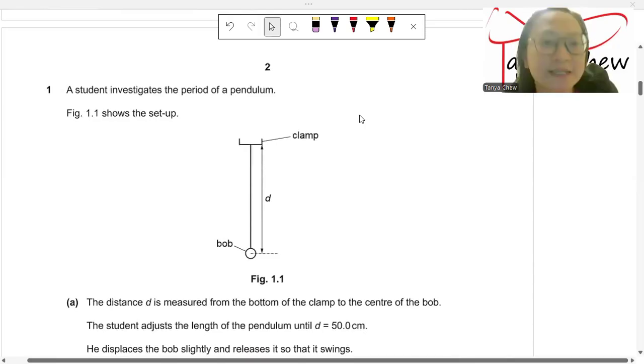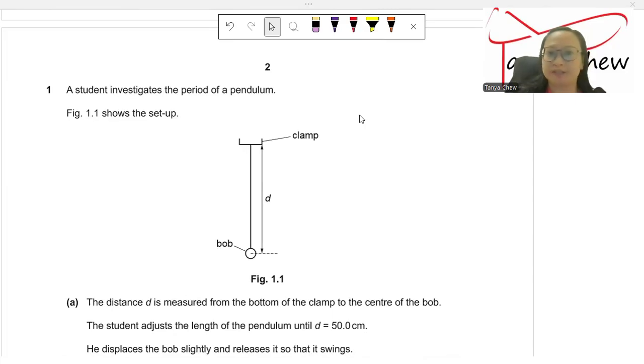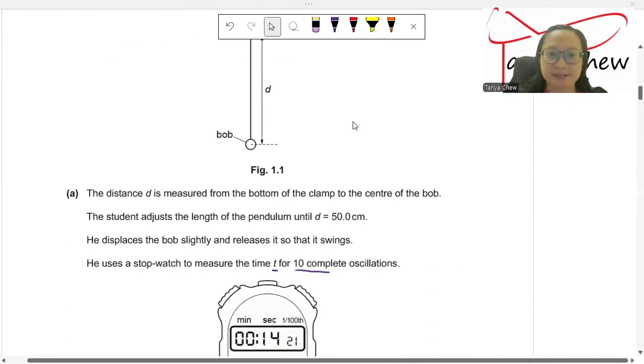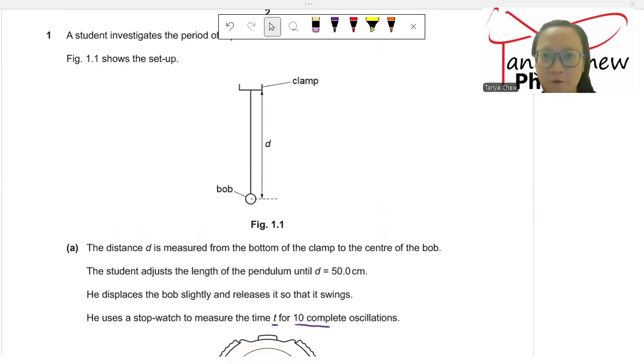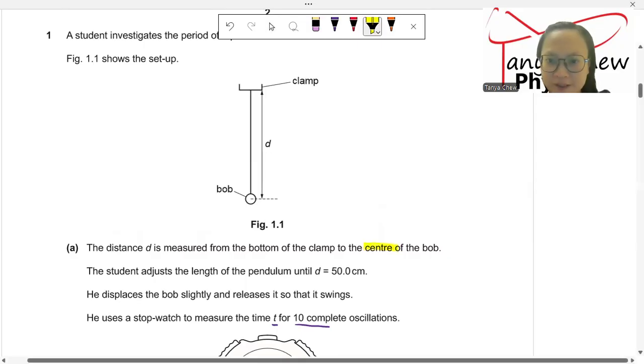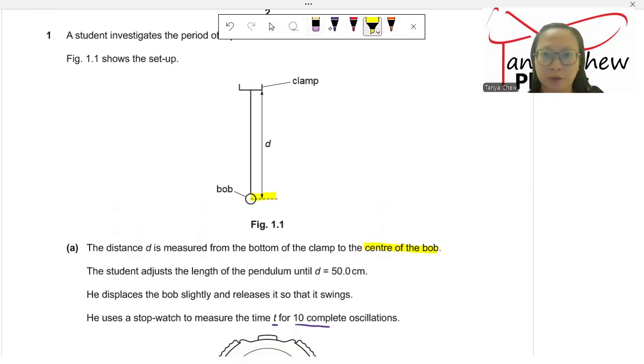A student investigates the period of a pendulum. Fig 1.1 shows the setup. A, the distance D is measured from the bottom of the clamp all the way to the center of the bulb. I have to highlight this because this is very, very important. The student adjusts the length of the pendulum until D is equal to 50 cm.